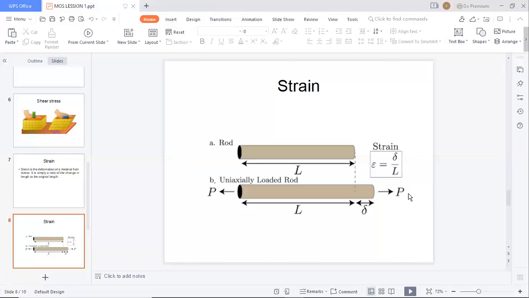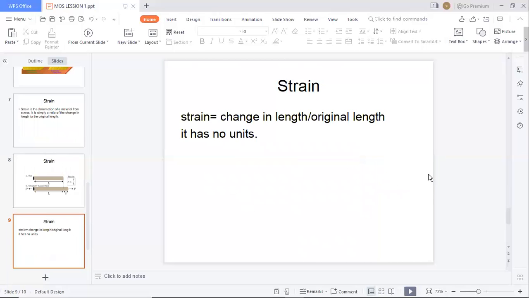However, strain is defined as the ratio between change in length and original length, which is called strain. The mathematical representation is strain equals change in length by original length. It has no units.